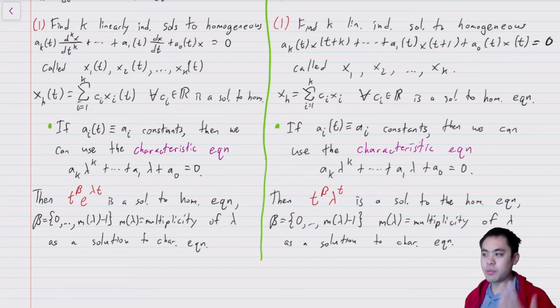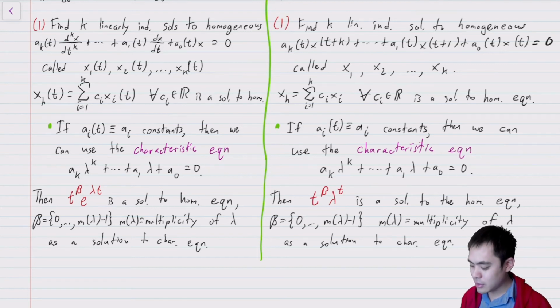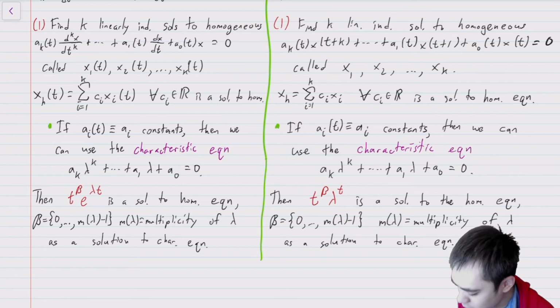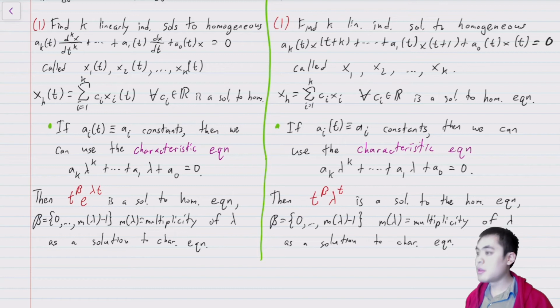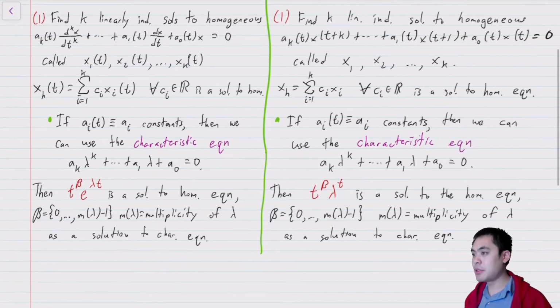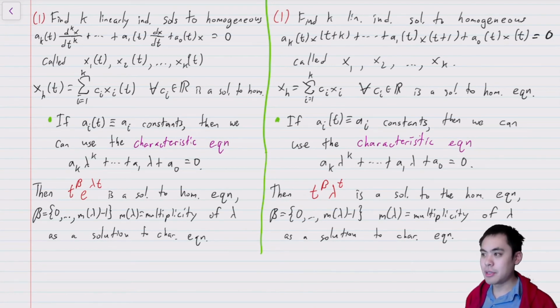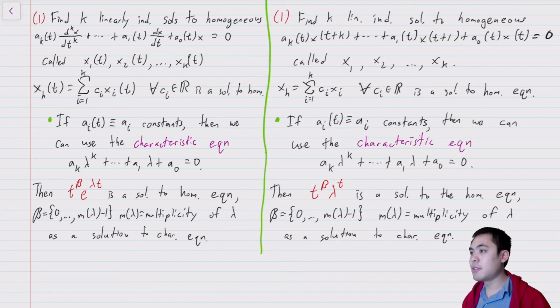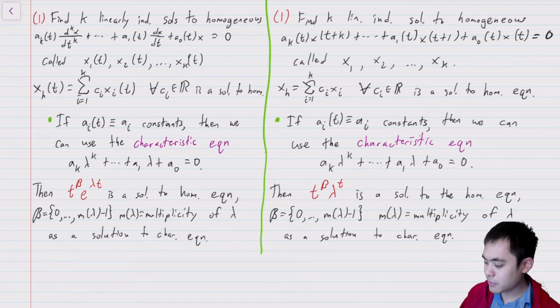Okay, and so basically if something only has multiplicity 1, then you only have beta equal to 0, and so it's just e to the lambda t, or lambda to the t in the case of the difference equations. Let me write these out. Okay, and once we have a set of linearly independent solutions, and so this gives us k linearly independent solutions, we can, of course, use that to figure out the general solution to the homogeneous equation.